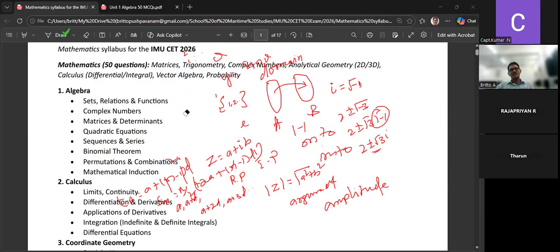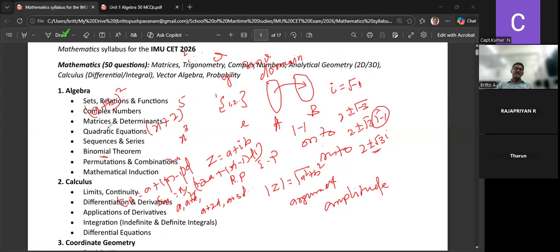Suppose you have an expansion, x plus 2 whole to the power 5. What is the coefficient of x power 3? If they ask to find the coefficient of x power 3, you can find it by using the binomial theorem. By using the binomial theorem, we can find the coefficient of x power 3 or x power 5, or whatever it is, right? From that only we have the formulas for a plus b whole square, which come under this binomial theorem.